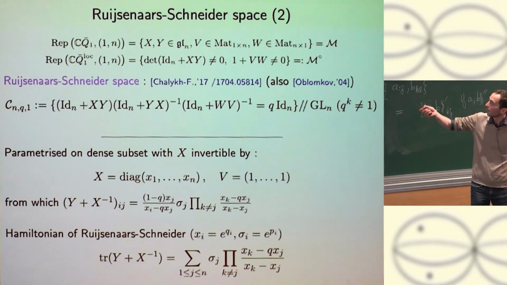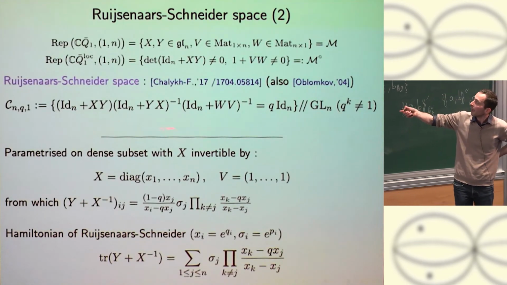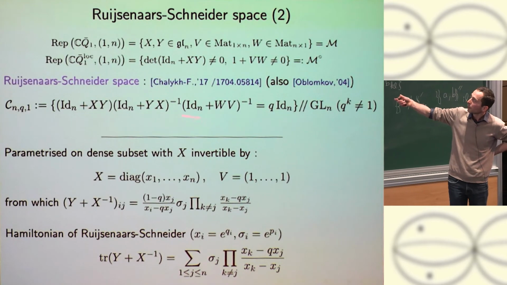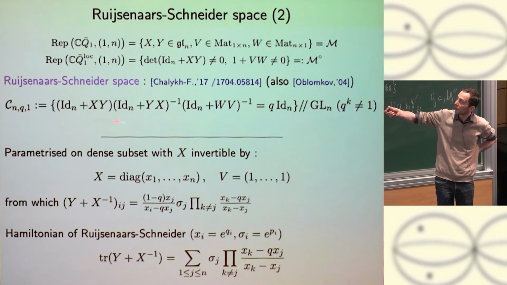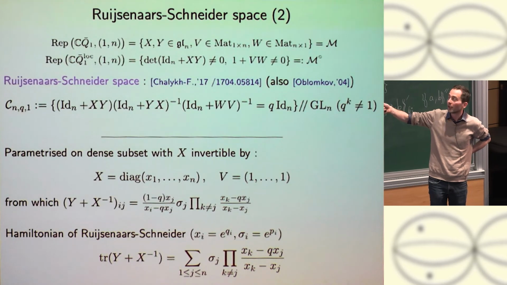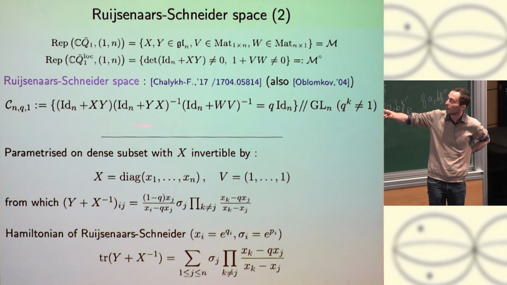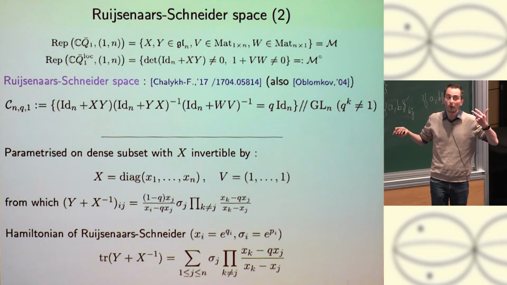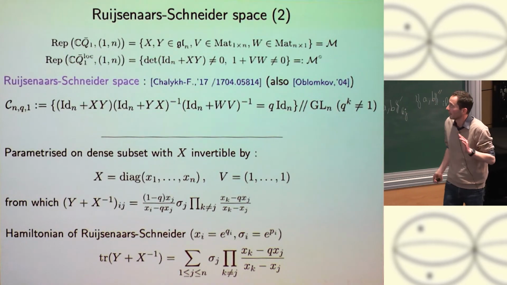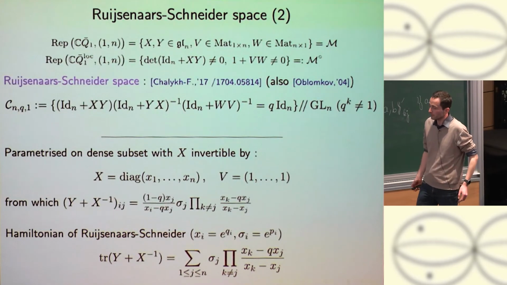Okay, so this is the one which is written here. And it looks really similar to what you had earlier, because remember, what we had in the additive case was the commutator of x and y minus wv is a multiple of the identity. It's really looking similar, okay? It's just that instead of the commutator, we have a product over the form identity plus an arrow times the double arrow. But otherwise, it looks pretty much the same.